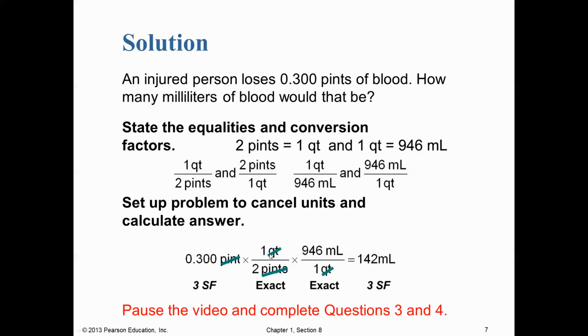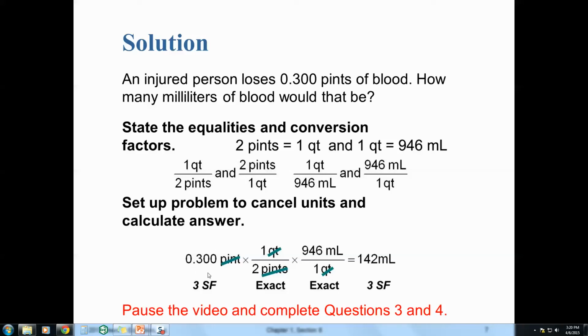We're going to set up our ratio of pints versus quarts, so the pints are in the bottom, they cancel the pints in our starting number. And then we're going to use our second conversion factor here, 946 milliliters per 1 quart. Our quarts cancel, and we end up with 142 milliliters.